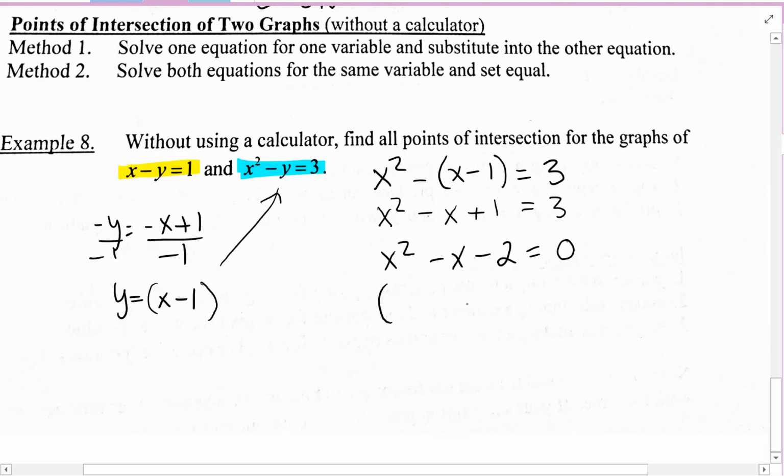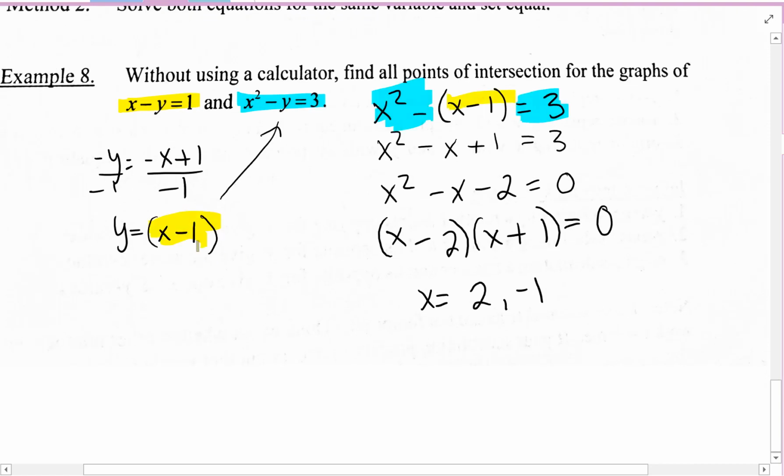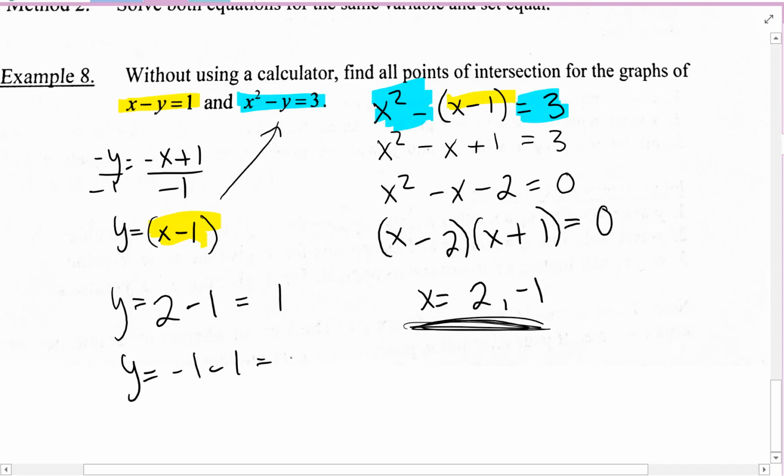I'm going to distribute and get everything to one side. So I'm solving for x. Remember, I'm finding points of intersection, so I'll still need to find y. But we'll factor this. This is x minus 2, x plus 1. So my x values are positive 2 and negative 1. This is when we plugged in the yellow relationship into the blue. So now we're going to plug in our results from that back into the yellow to get our y values. You have 2 minus 1 gives you a y value of 1, and then negative 1 minus 1 gives you a y value of negative 2. So your points are (2, 1) and (negative 1, negative 2).